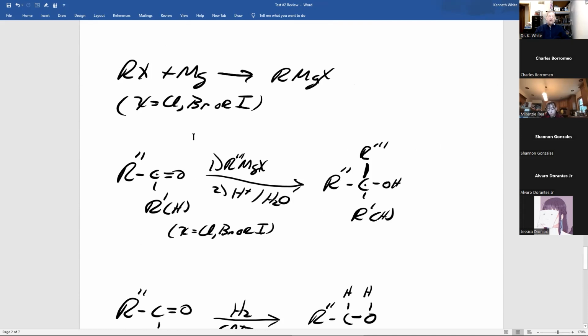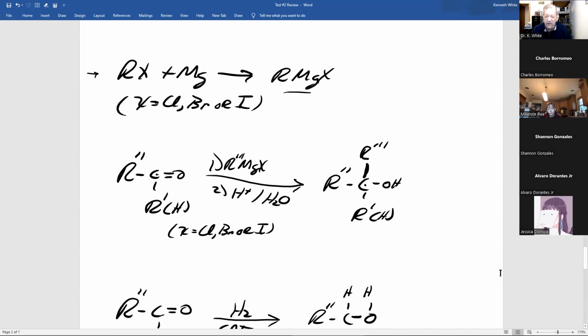Now, one of my heroes in organic chemistry, Victor Grignard, won the Nobel Prize for a series of reactions, first discovering, or creating, his Grignard reagent. Take an alkyl halide, react with magnesium, and what do you get? You get the Grignard reagent right here.